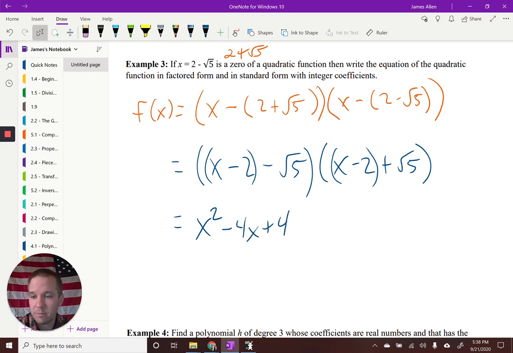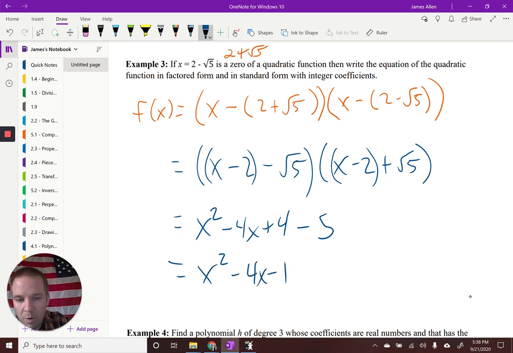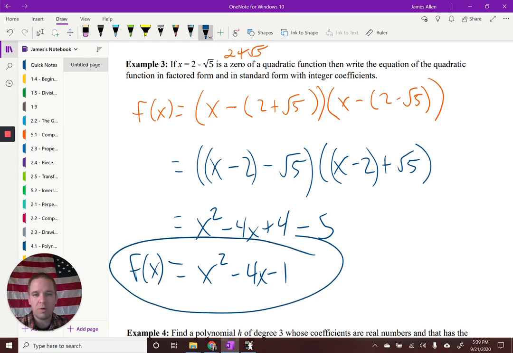When we FOIL that out, you should be able to do that in your head by now. And then I only have to worry about the last, which is negative root 5 and positive root 5, so negative 5. So it'd be negative root 25. And then, look at that. We are in standard form with integer coefficients.